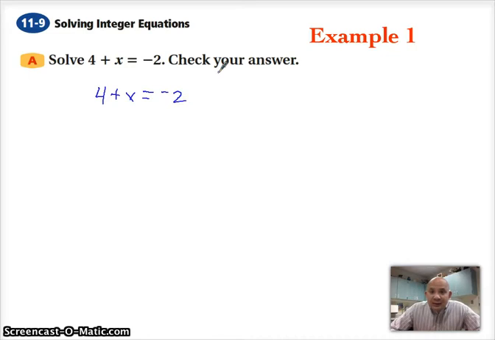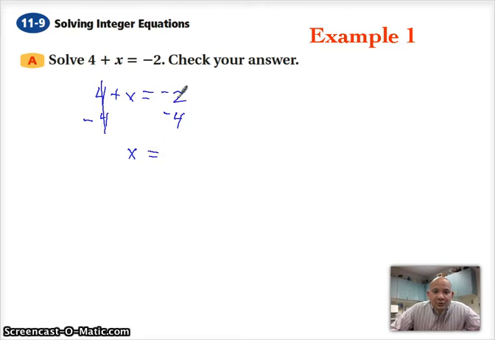First thing we need to recognize is we need to isolate the variable. When we isolate the variable, we see that we've got to get rid of this plus 4. How do we get rid of a plus 4? We take the inverse operation. So we're going to subtract 4 from both sides of the equation. 4 minus 4 is 0. That being one of the identity properties, 0 plus x just gives us x on that side.